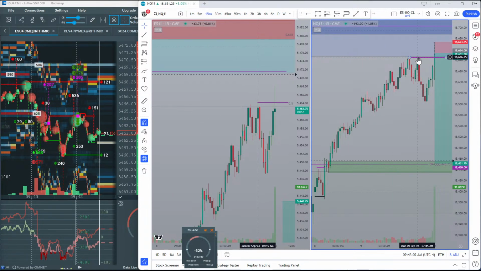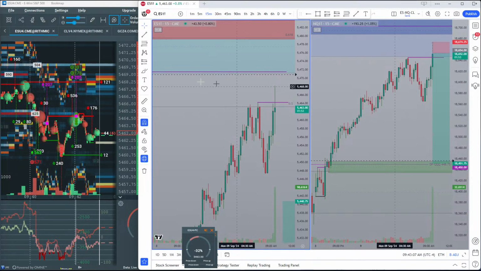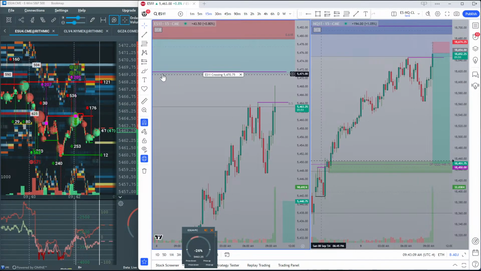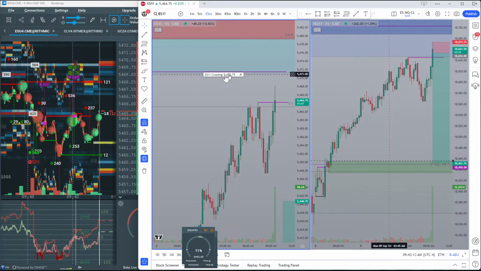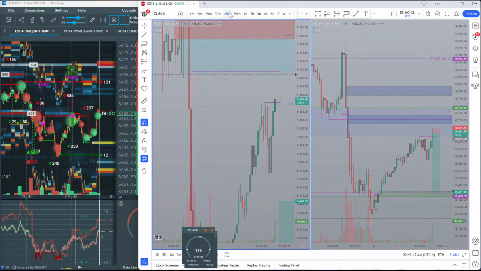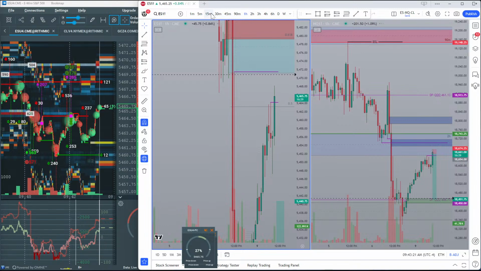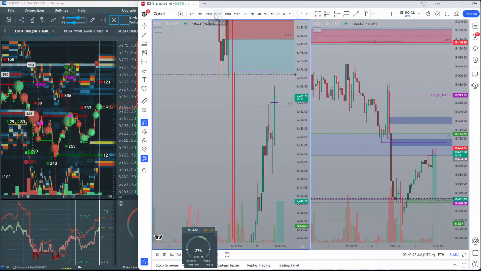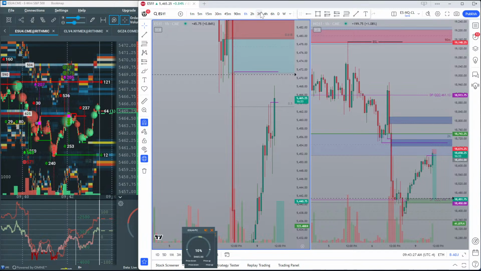We want NQ to close below this purple level. Same with ES. If they don't, buyers will probably want to run it for a little bit longer. But we'll really have to see. I'm not really seeing much demand created below us either, though.